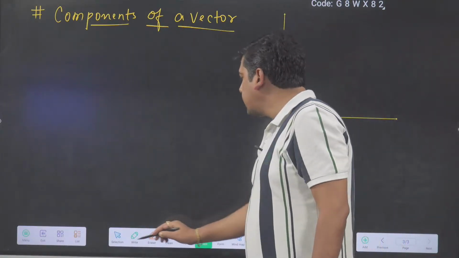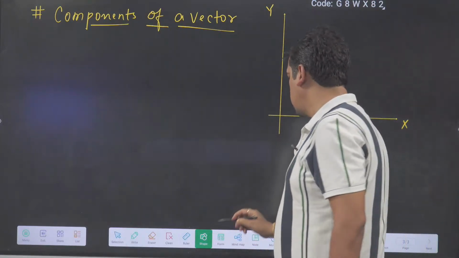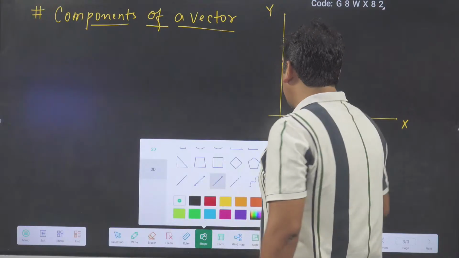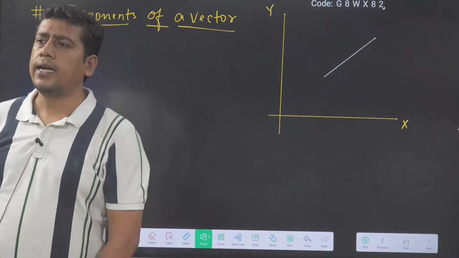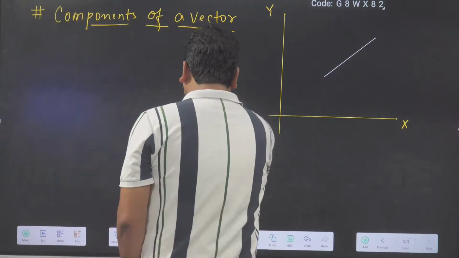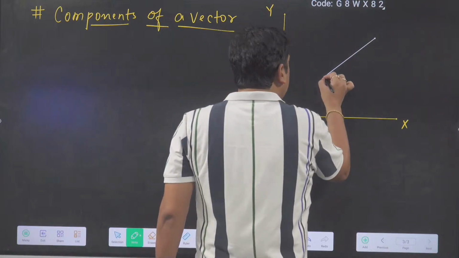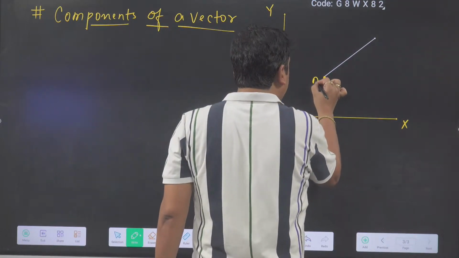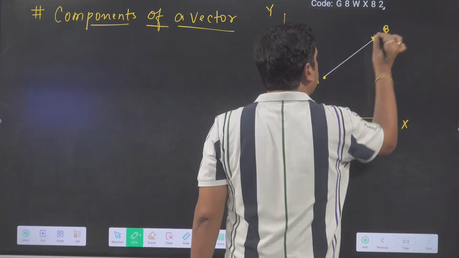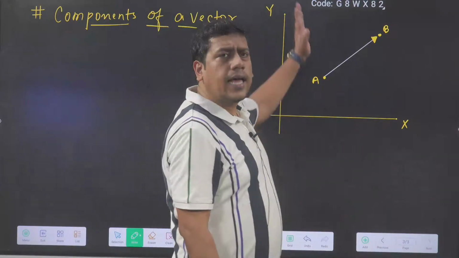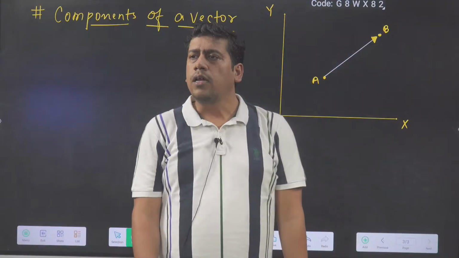If let's say this is the x-axis, this is the y-axis, and we have to find the component of a vector. Let's say some vector is like this, and we have to find the component of this vector along the x-axis and along the y-axis. First of all, you have to understand कि if this started from point A and a particle has moved till point B, this is the north direction, this is the east direction, so it has moved along the northeast direction.